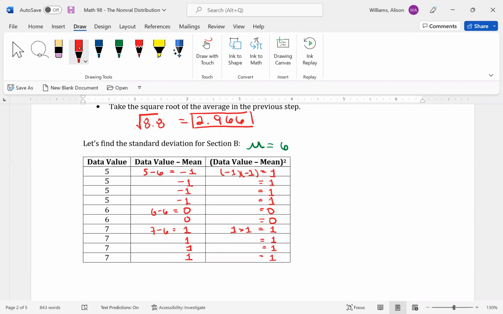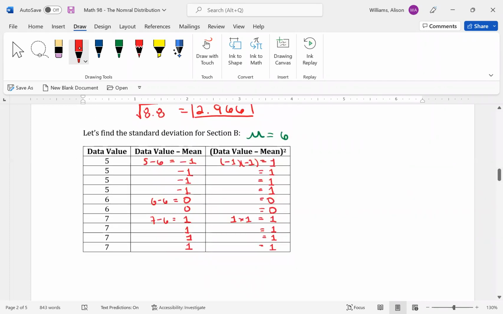That's going to be, so we're finding the average. So I'm going to total them up. That's going to be 8. And then I'm going to divide it by 10. So I'm finding the mean. Taking an average. Okay. So 8 divided by 10 on my calculator, I get 0.8.